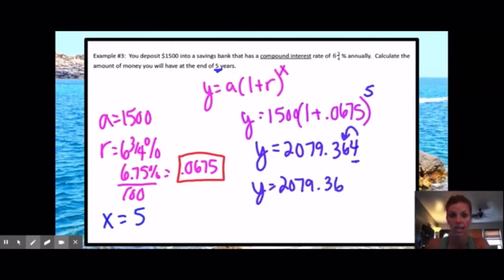That 4 is not going to change that 6, so Y equals $2,079.36. So again, he started with $1,500. After 5 years, he's got $2,079. So he's gained just over $500. Good deal.